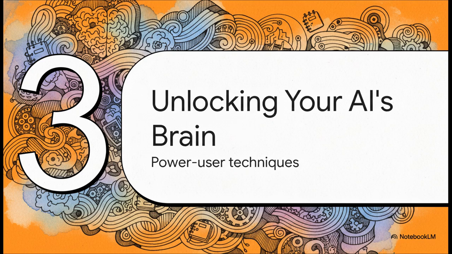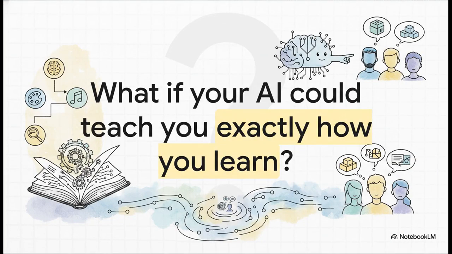Okay. Now we're really leveling up. This is where we get into the expert level stuff. This is about more than just generating content. It's about customizing the actual personality and the thought process of your AI. Just imagine this for a second. Instead of getting generic summaries, what if you could teach NotebookLM to explain concepts in the exact way your brain works, whether that's with visual analogies, super simple language, or really deep technical detail?